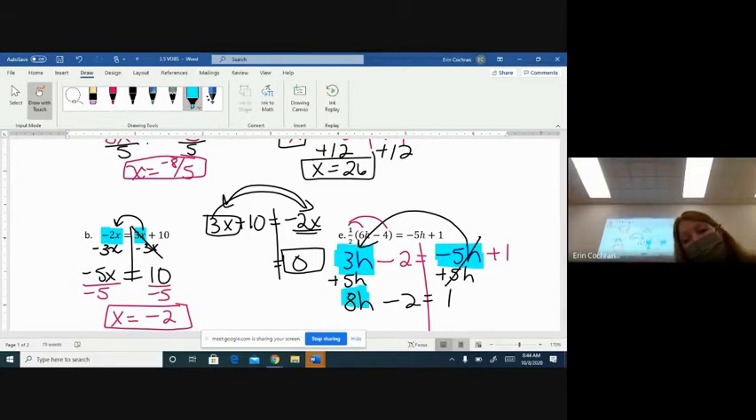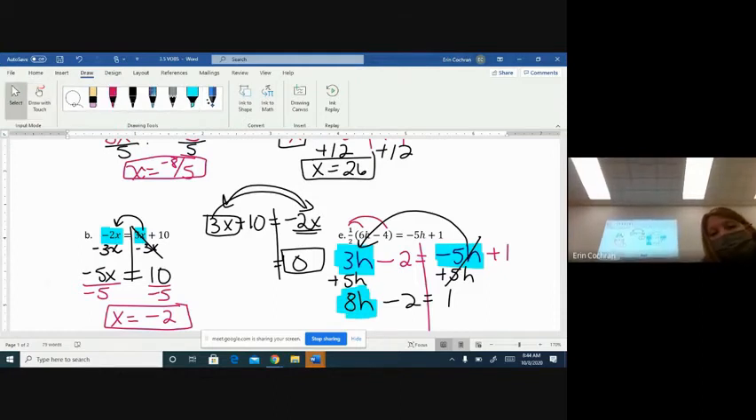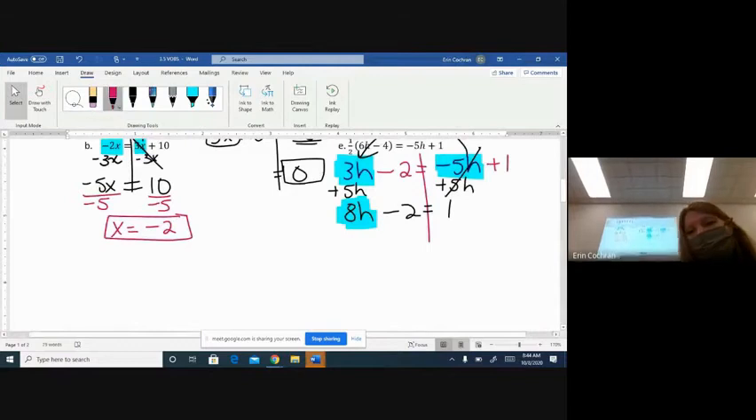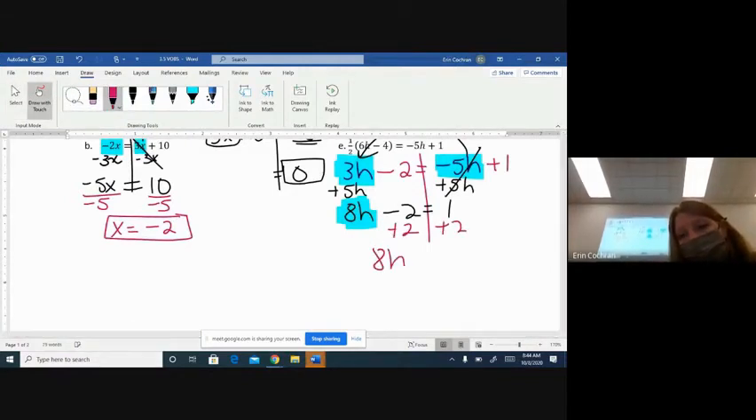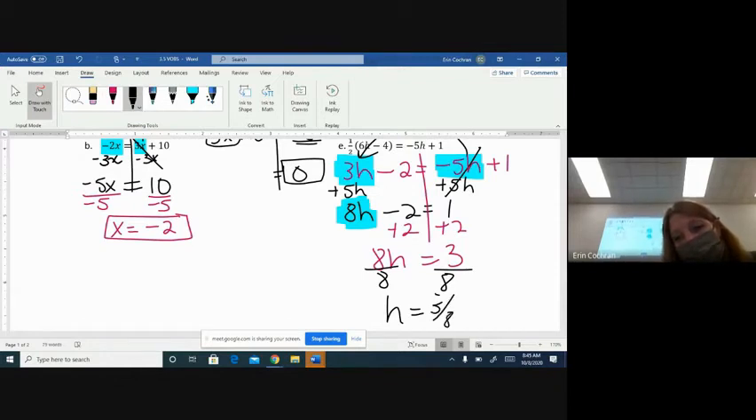Solving for this 8h, how do I move the minus 2 over? Add it. Good. So 8h equals 1 plus 2 is 3. And then how do I get rid of that 8? Divide by 8. So h would equal 3 over 8, 3/8. Sorry, that's an ugly 3.